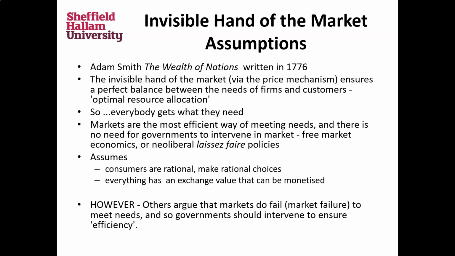So this concept is based on the work of Adam Smith, who was an Enlightenment thinker, who wrote a very influential book called The Wealth of Nations in 1776. We don't need to know lots of detail on this, but what we do need to understand is the invisible hand via the price mechanism ensures this perfect balance between the needs of firms and customers, this concept of optimal resource allocation, which really means everybody gets what they need. Customers and business, everybody is happy. Yeah, everybody gets what they need, right?